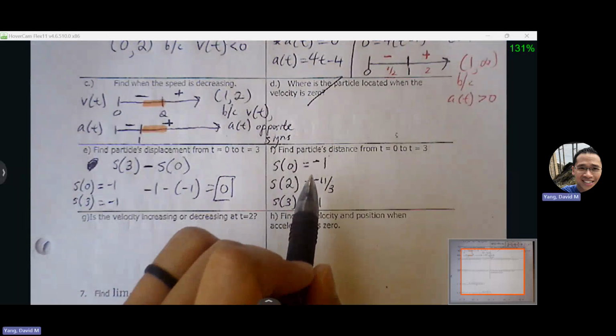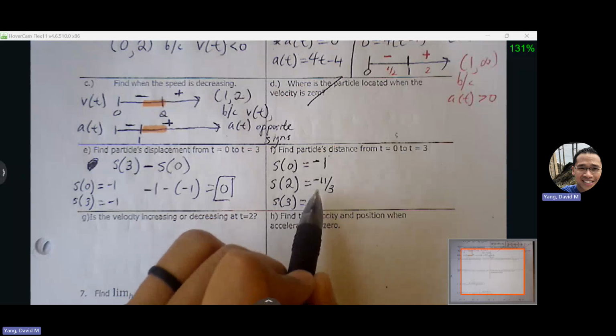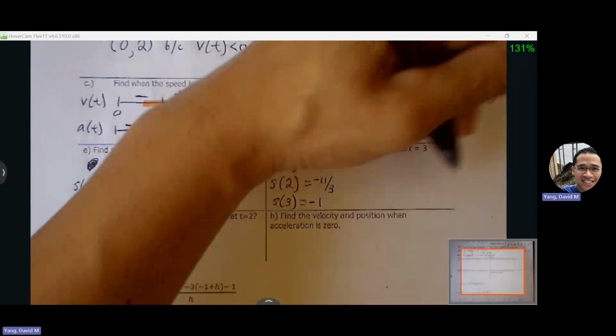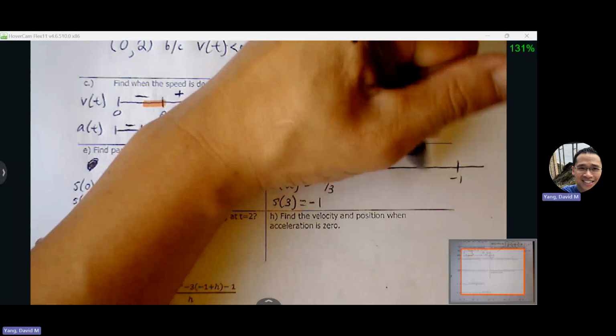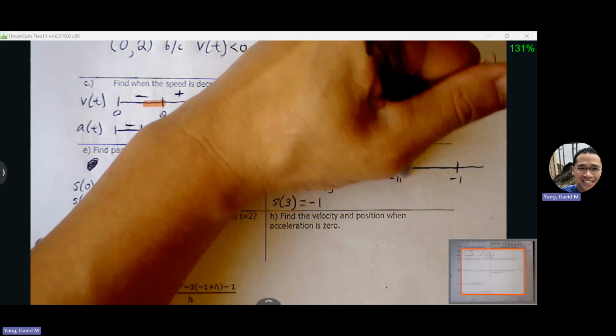So I know this would feel easier if this was an integer value. Then you can kind of walk your steps, but same process here. You're walking from -1 to negative 11 over 3.